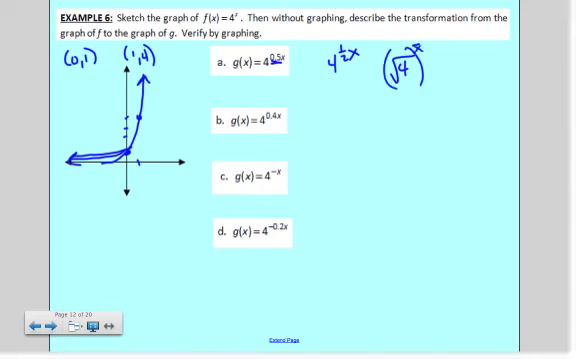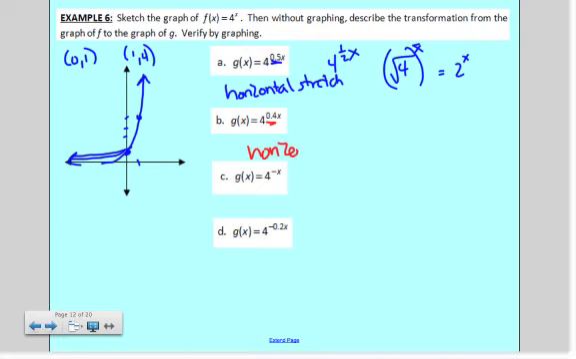The thing about this is that it is going to make the graph stretched out. This is a horizontal stretch, because we are making the x's have to be stretched out more. So letter B, look at the difference between 0.4 and 0.5. That is still going to be a horizontal stretch.